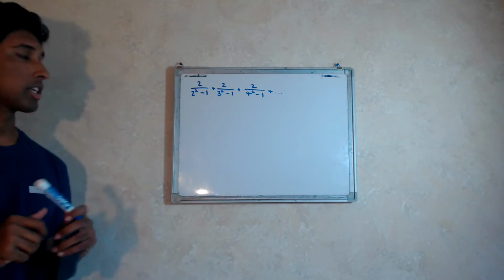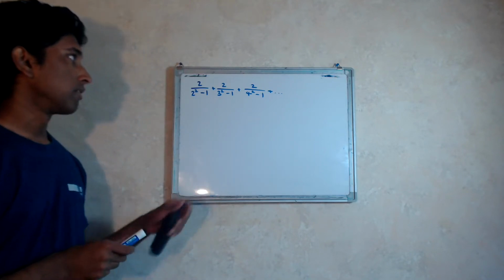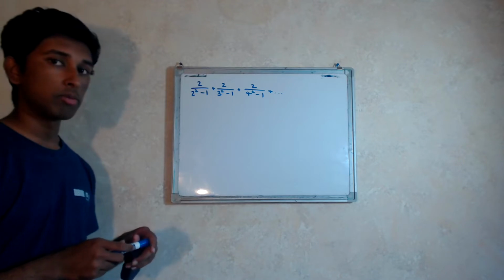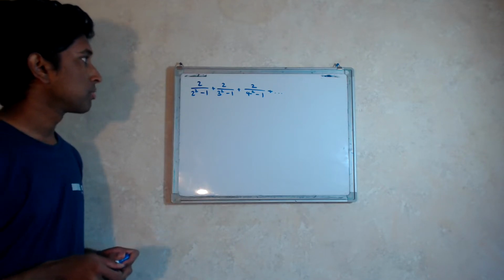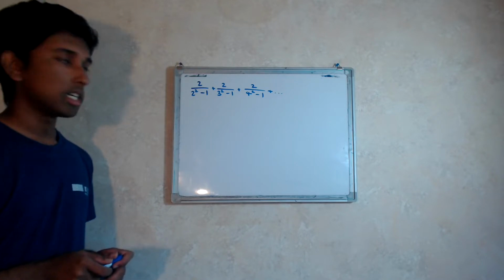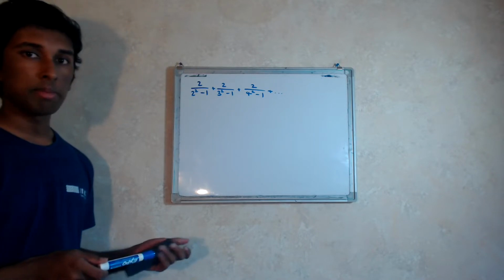Hey guys, so today we're going to try to solve this problem here. So we have 2 over 2 squared minus 1 plus 2 over 3 squared minus 1 plus 2 over 4 squared minus 1 plus... wait, that's a dot dot dot. That means there's infinitely many terms.